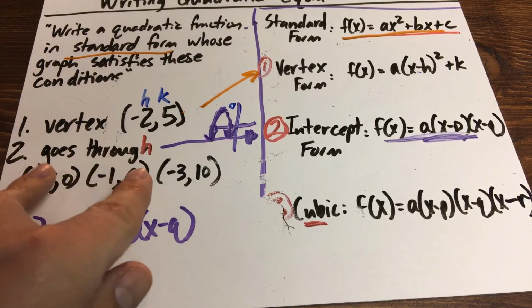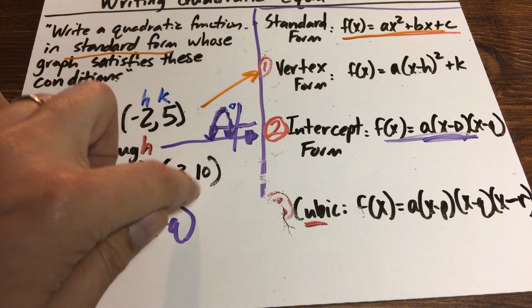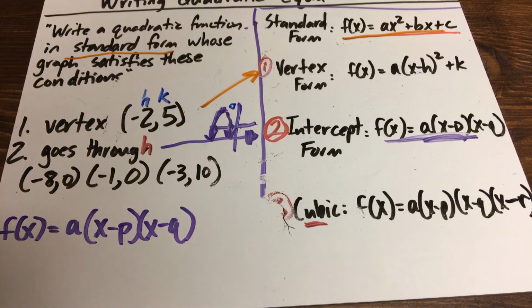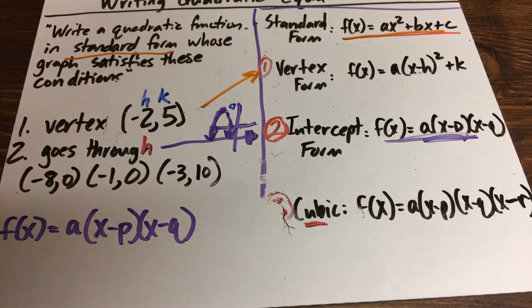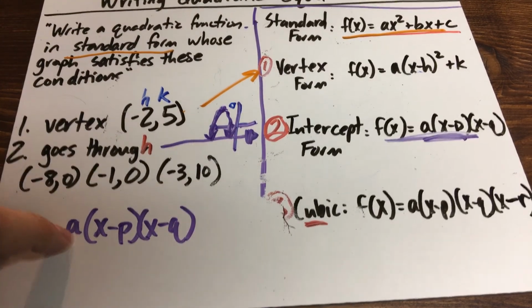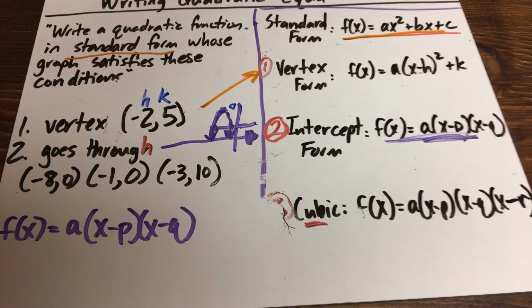Here on number 2, they've given me 2 intercepts, but then they've also given me a third point. If they give you a third point that is not the vertex or one of the x-intercepts, that means you're going to have to figure out what the letter A is. And I'll show you how you're going to do that right now.